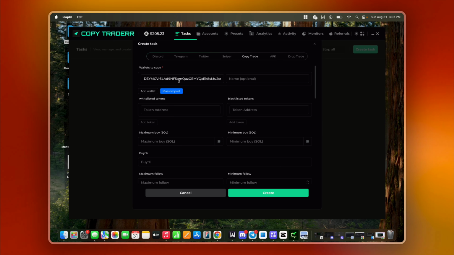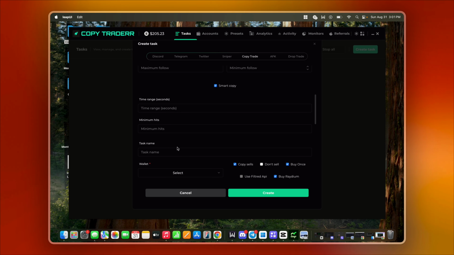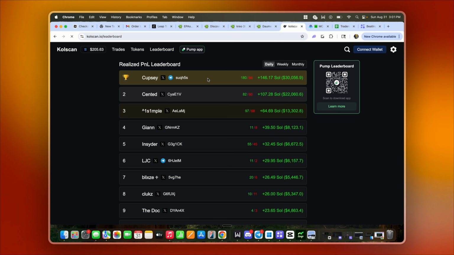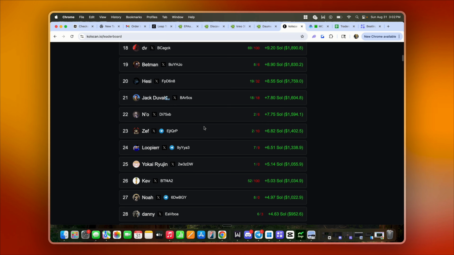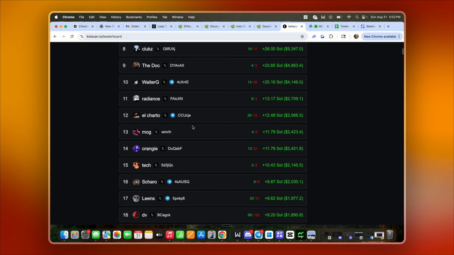Now in Leap, you can have as many wallets that you are following in a single task as you want. And with Smart Copy Mode, what you can do is you can copy more than one wallet, and you will only enter a token if a certain number of the traders you are following enter the same token. So in this case, if I wanted to copy some of the top KOLs, I would probably get my ass kicked. They are the worst wallets to copy trade. However, occasionally there are tokens that do incredibly well, and these guys usually know about it before anyone else.